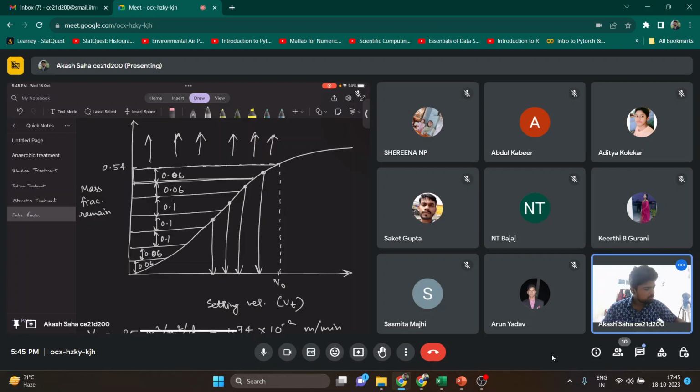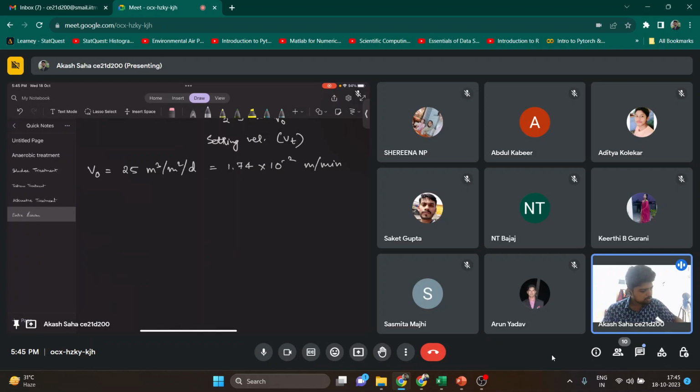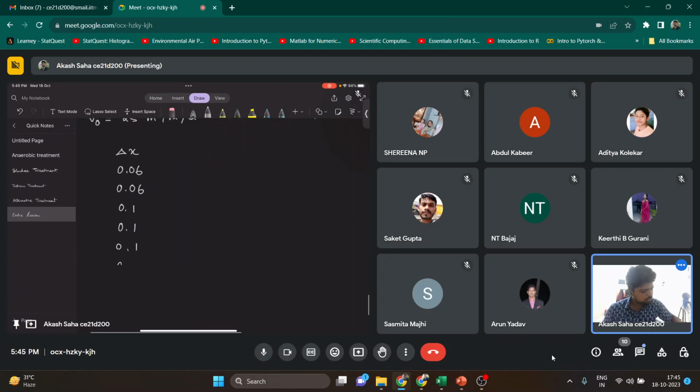Okay, so suppose this is some x, y, z, these are all my lengths. So if I multiply this width into the length, I will get the area. So I will quickly do this. So this is the delta x, that is the width value, what I have given. So 0.06, 0.06, 0.1, 0.1, 0.1, 0.06, 0.06. So these are my width.